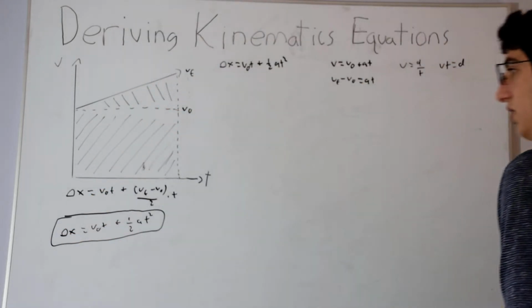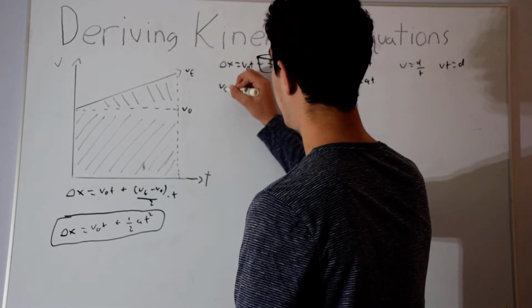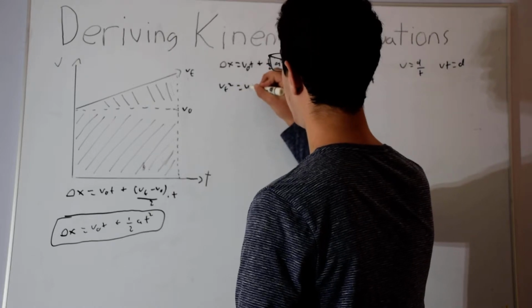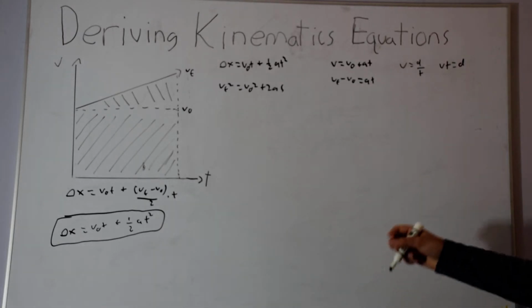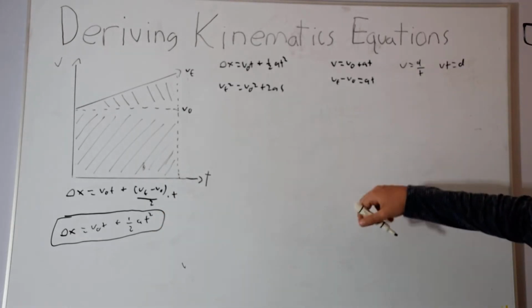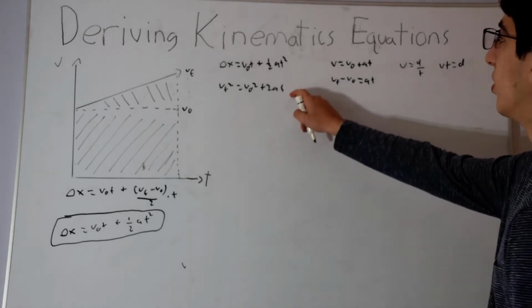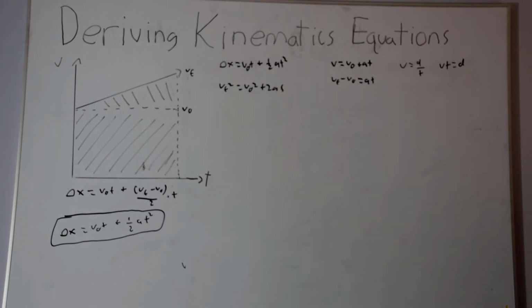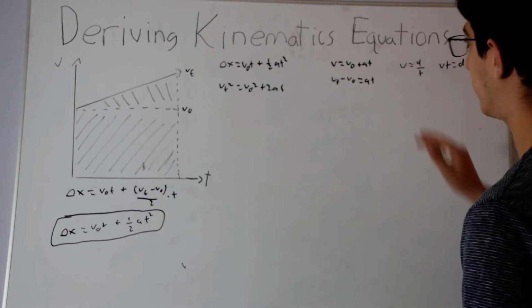But let's derive another one since we're already here. Let's derive v final squared equals v0 squared plus 2as. And for this equation, we're going to need the equation that we just derived and the v equals v0 plus at equation. And what you might notice about this equation is that it has no time. So to derive it, we're going to need to substitute one time into the other and replace the time with a bunch of different values.